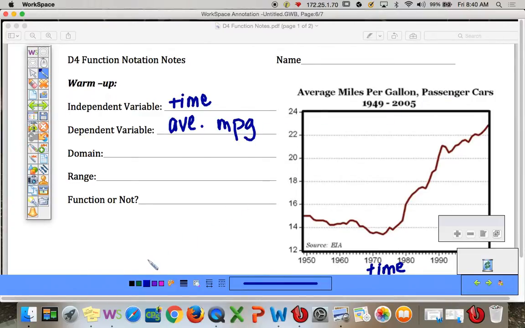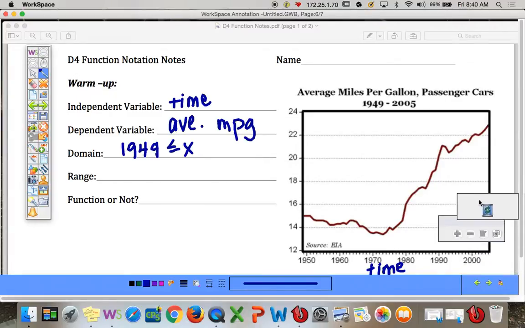Domain is all possible x values. So in our graph, our lowest value, it looks like it starts at 1949. And this is the x value. And the highest year I see here is 2001, 2, 3, 4, 5. So 2005. Oh, it says right here. So 2005. So again, domain is all possible x values that we see on the graph.